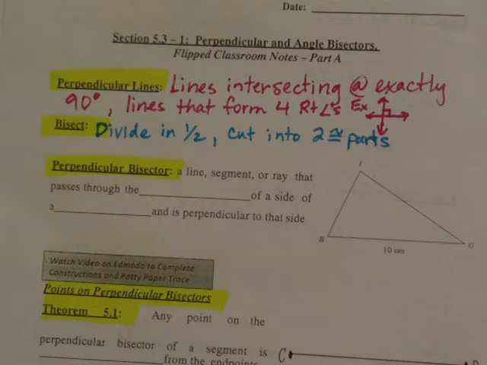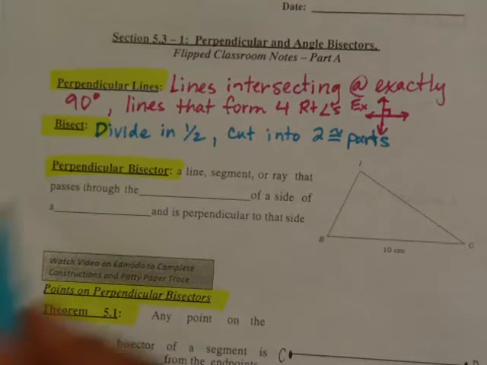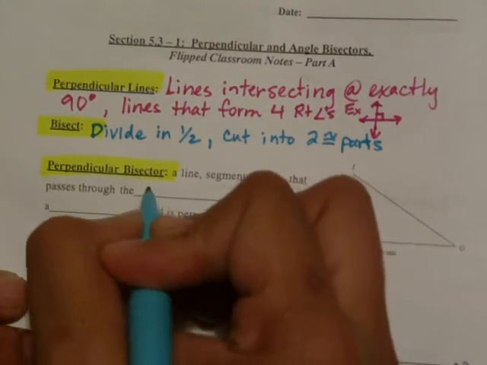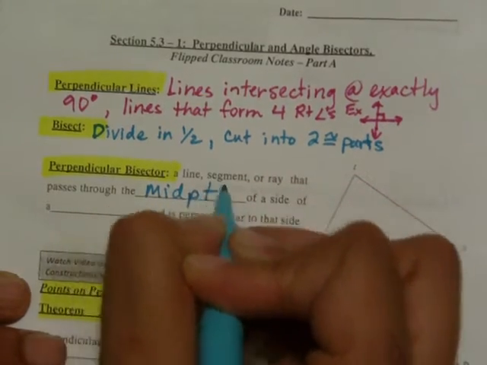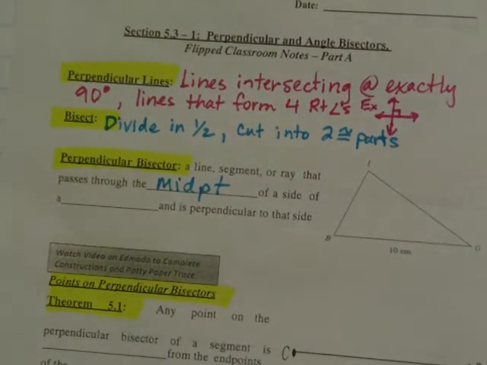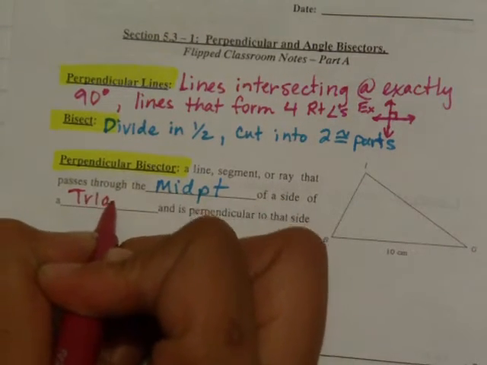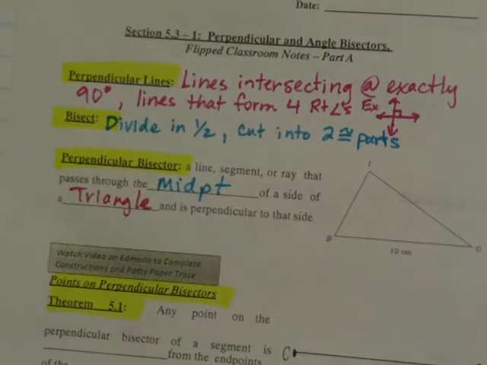Bisect basically means to divide in half, cut into two congruent parts. So our first review of a term for our first special segment is perpendicular bisector. A perpendicular bisector is a line segment or ray that passes through the midpoint. So in this first blank we're going to put midpoint, of a side of a triangle, because these are the ones we're going to look at in a triangle, and it is perpendicular to that side.